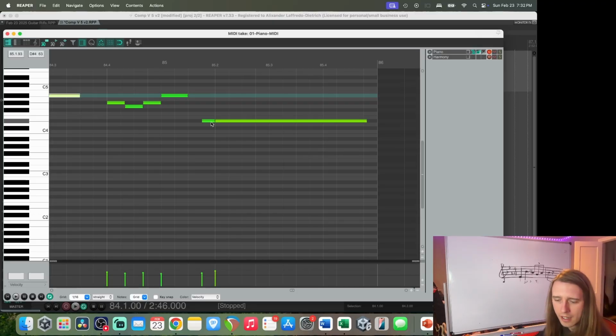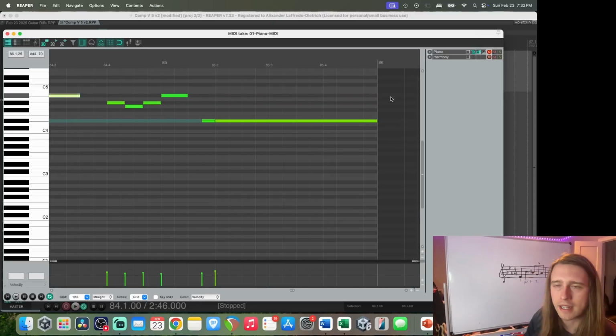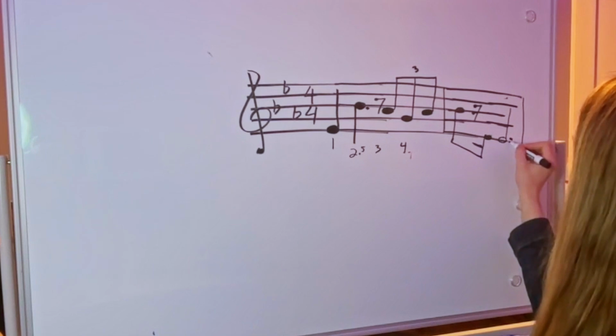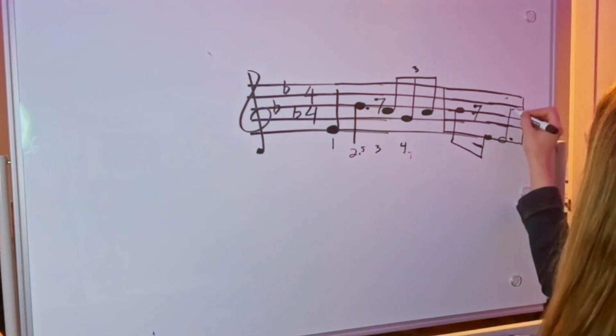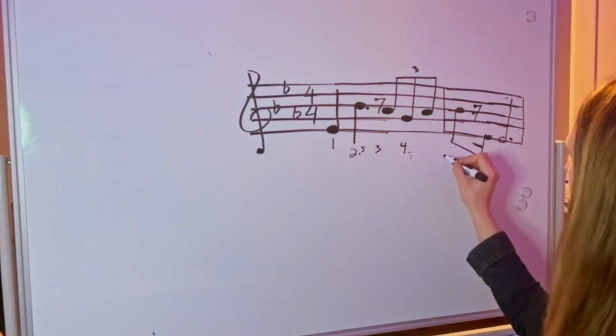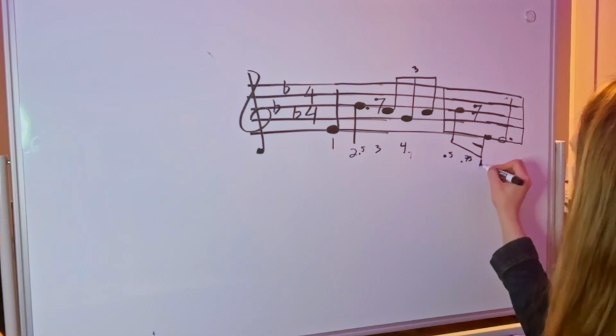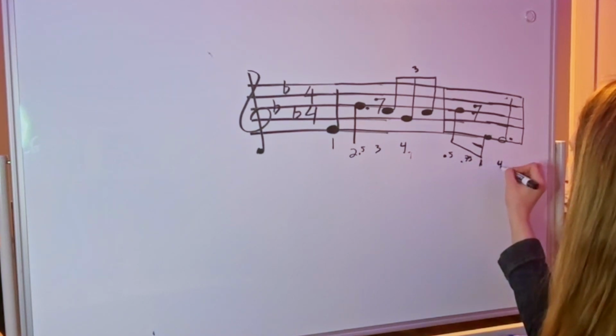And then I have what looks like a dotted half note. I'm just going to extend that out. That's also on E flat. Boom. All right, let's see if this adds up. So I have 0.5, 0.75 to 1 plus 3 is 4. That's good.